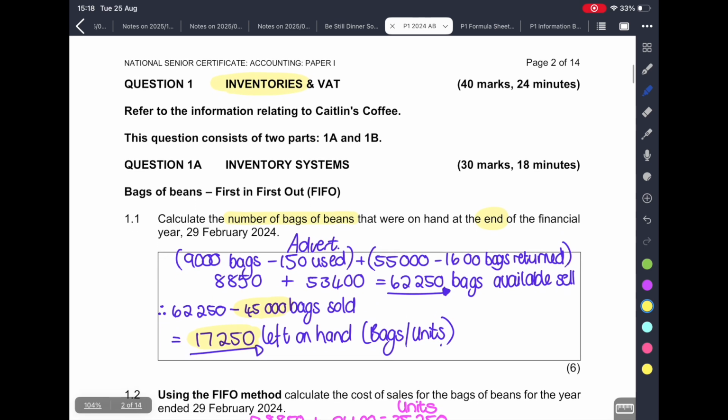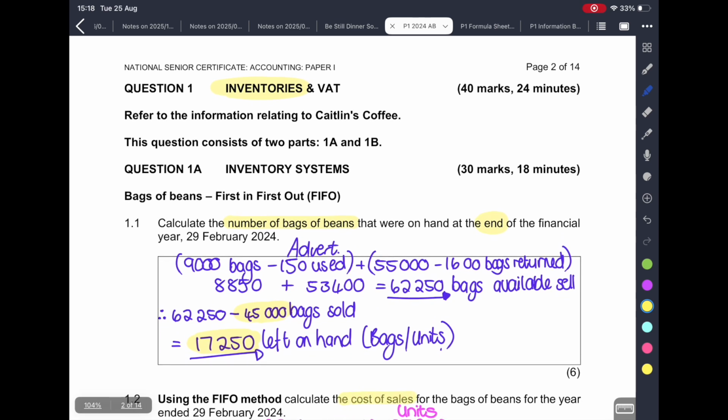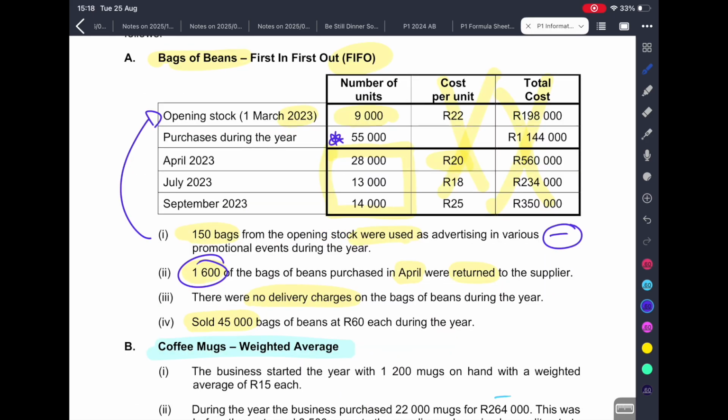Now they want me to calculate the cost of sales. Now I'm going to have to focus on the Rand value of these bags for the year. Okay, so the cost of sales for the year. So let's do our FIFO method. What does it mean? FIFO means we start from the top, the 9,000, and work our way down. We know we sold 45,000. So we're going to make sure we take first the 9,000, or the little 8,850. Then I'm going to take some from April, and then I'm going to take some bags from July as well. Note the prices are different for each month.